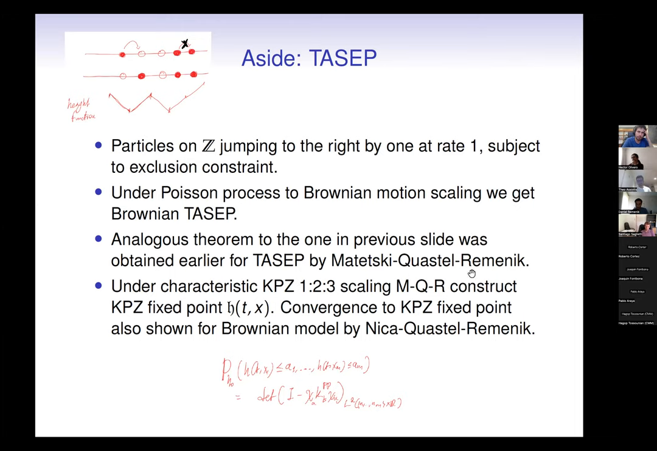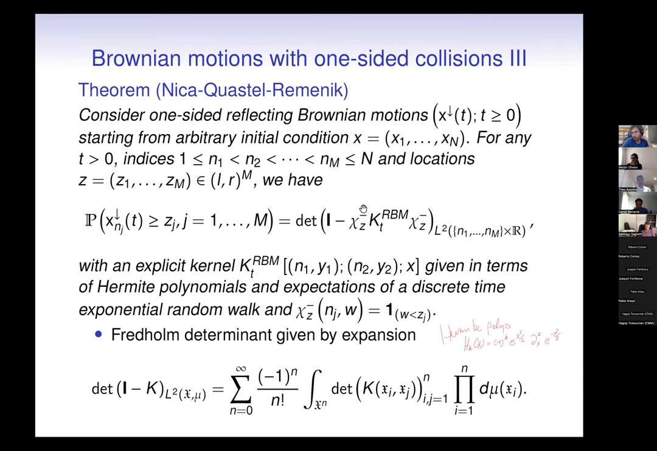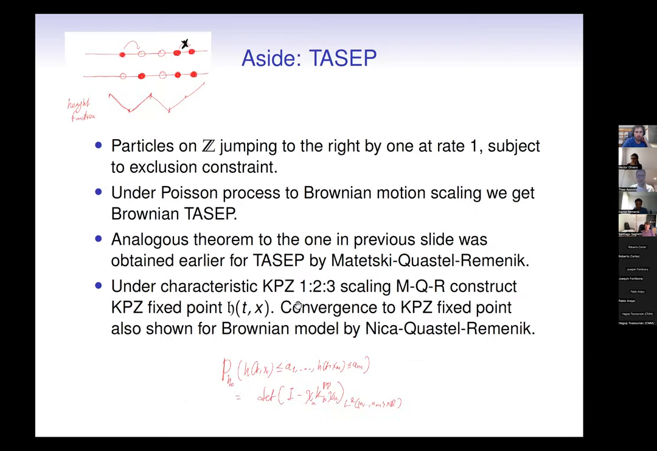Okay, but in this paper from a few years ago, a formula was found for this type of probabilities for TASEP in terms of a function, the correlation kernel, which has a similar structure, but it's different. Things are discrete there. And then under this KPZ scaling, you can construct a KPZ fixed point from TASEP. You can rescale this function appropriately and so on, and you converge to this expected-to-be-universal Markov process, which is determined by its transition probability.